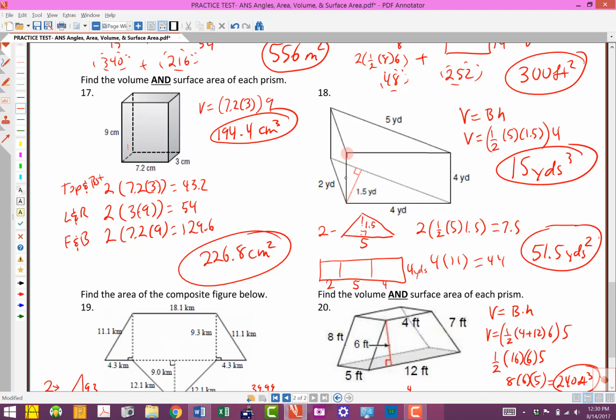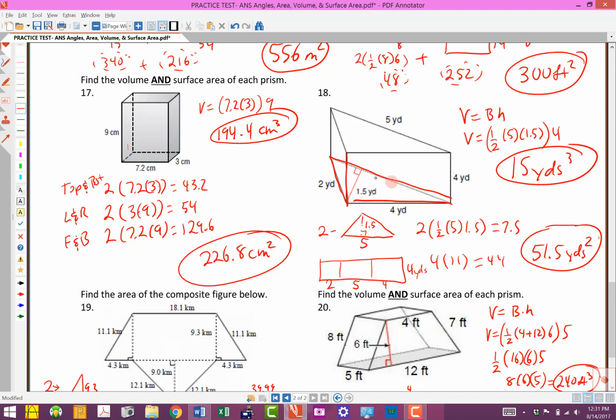So what we're doing is we're kind of cutting it along here and figuring out, okay, how far would it be from here to here? Well, that's 2, that's 5, and that's 4. So 2, 5, and 4, add those up, that's 11. So we get 4 times 11 is 44. Add that to the top and the bottom, and we get 51.5 square yards.